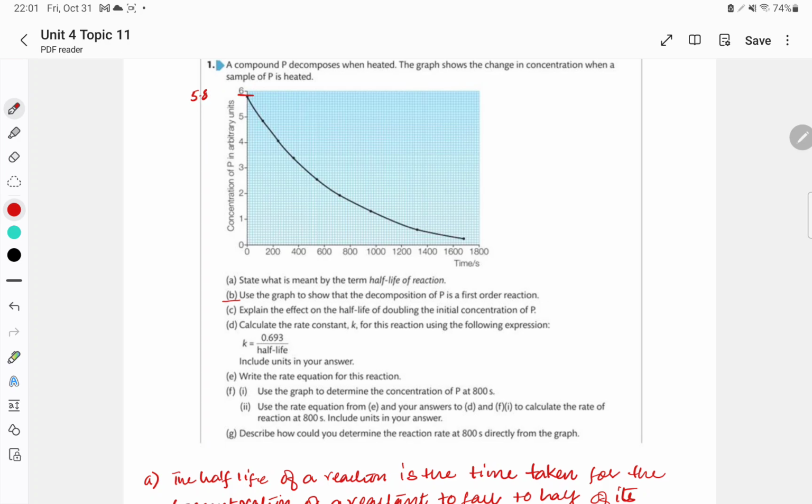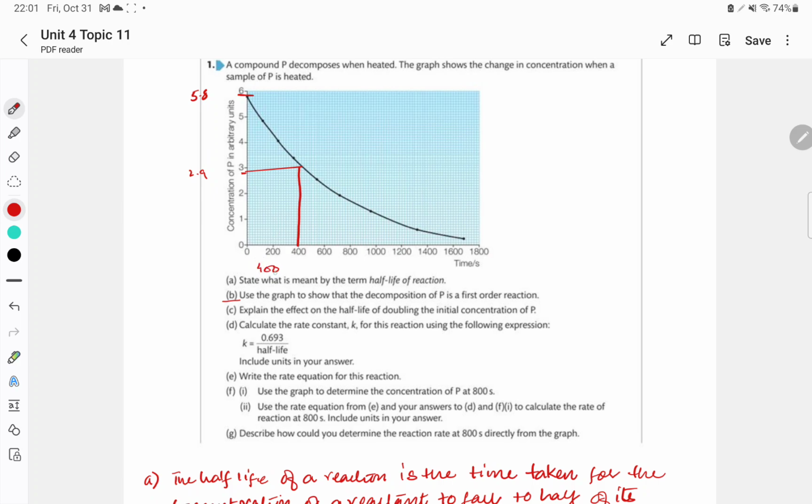So if I divide it by 2 in order to find out the half-life, it will be something like 2.9. It has to be something like 2.9, right? So if I consider 2.9 and I drop a line over here, it will be around 400 something. So it's going to be around 400 something, and this is the first half-life. It's going to be around 400 approximately.